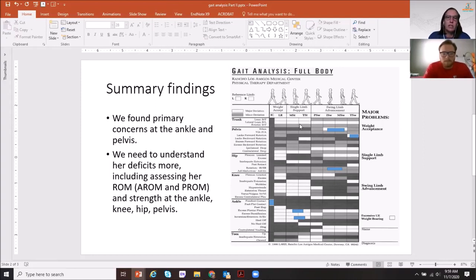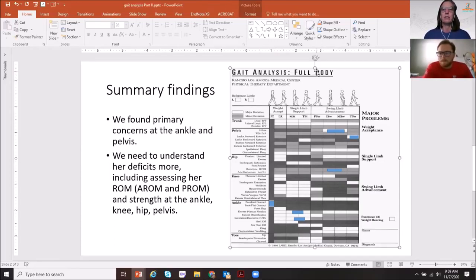So what I'm going to do now is ask Jacob to provide us a little bit more information on how he might choose to identify these impairments more specifically. And so Jacob, what would be some aspects of this that you want to investigate when we're just talking about these impairments that we've observed in our gait analysis?